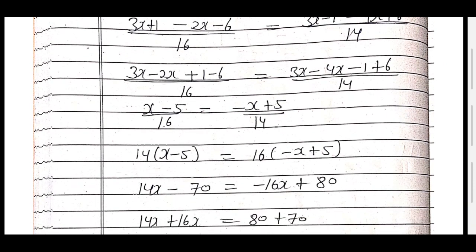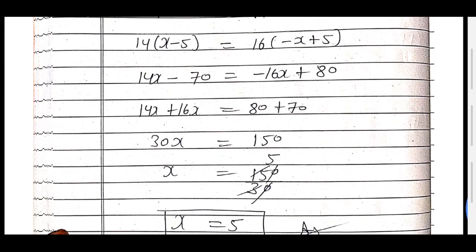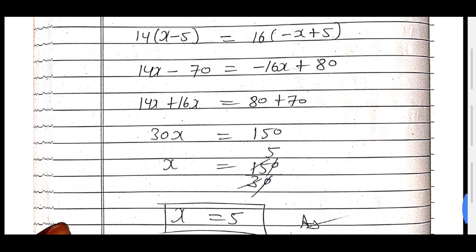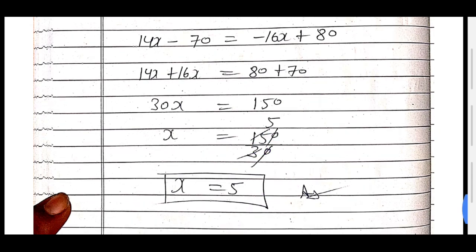Just do cross multiply, 14 here and 16 here. When you multiply, what will you get? 14 into x, 14x, 14 into 5, you get 70, 16 into minus x, minus 16x, and 16 into 5, you get 80. Now just solve. 14x here, this comes to this side and becomes positive, and this comes to this side and becomes positive. You get 30x is equal to 150 after you add, and x is equal to 150 by 30, cut 0 by 0, and 3 5s are 15. Finally you get x value is 15.